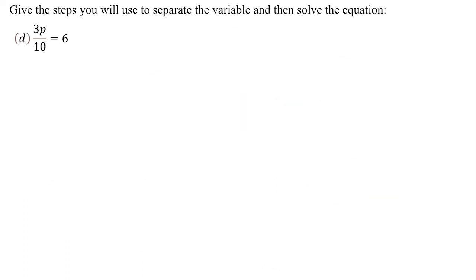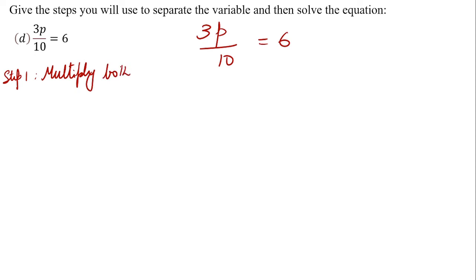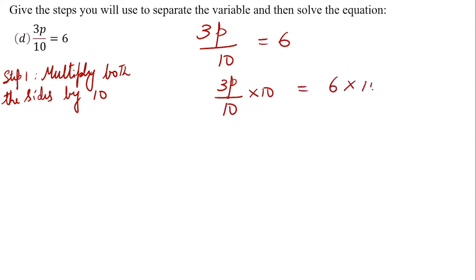Coming to this problem, 3p divided by 10 is equal to 6. So the first step, step 1, will be multiply both the sides by 10. So this will be 3p divided by 10 into 10 is equal to 6 into 10.